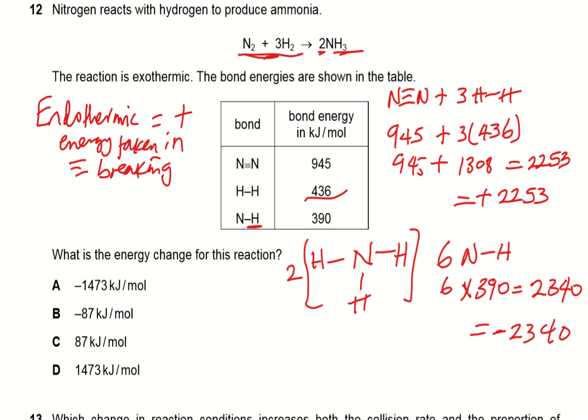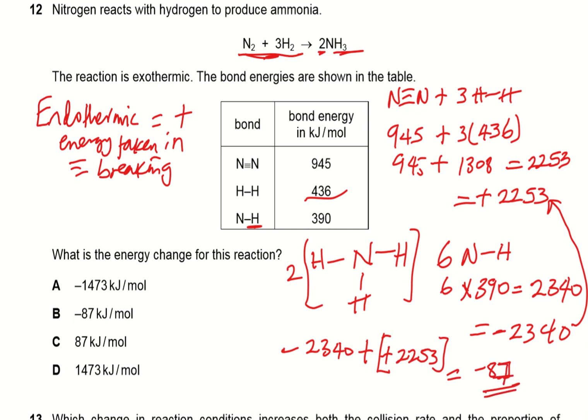Negative value. So if I compare this to this, and find the net value, minus 2340, if I sum it with my positive 2253, I'm going to be getting minus 87 kilojoule. So the correct answer here is B.